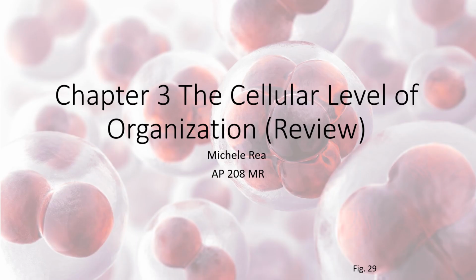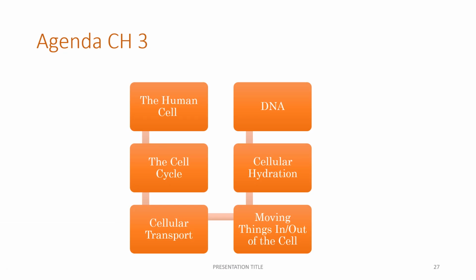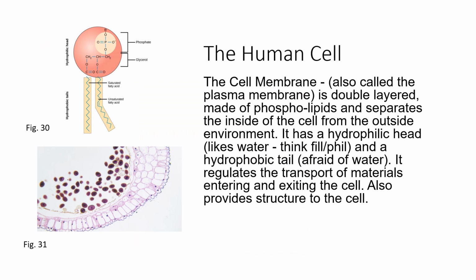Okay, now we are on to our last chapter, which is the cellular level of organization. These are the things we're going to be going over. We have our human cell, which is made up, the outer part is the cell membrane. It's a double layered phospholipid membrane. It separates the outside and the inside of the cell. It's also called the plasma membrane.